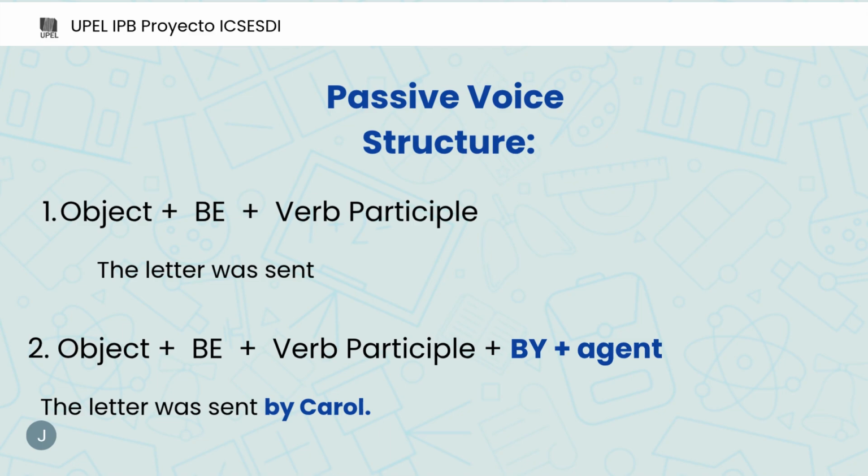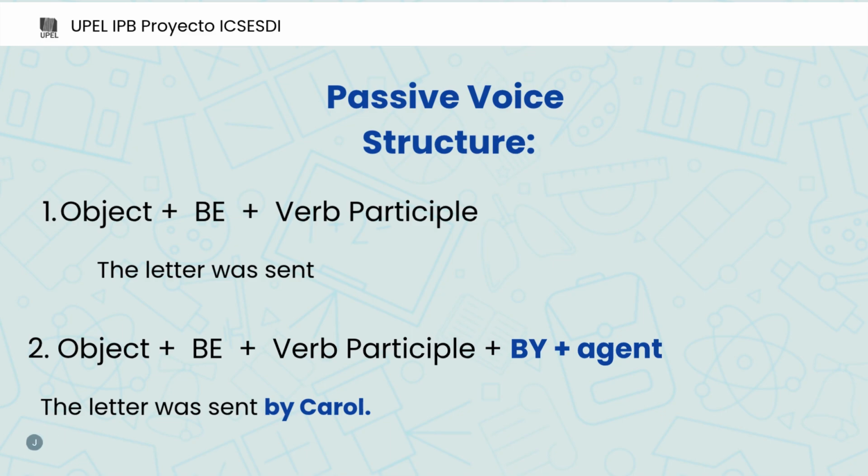For example, the letter was sent. So, who sent the letter? We don't know. We don't know the agent of the sentence. We just know the letter was sent.